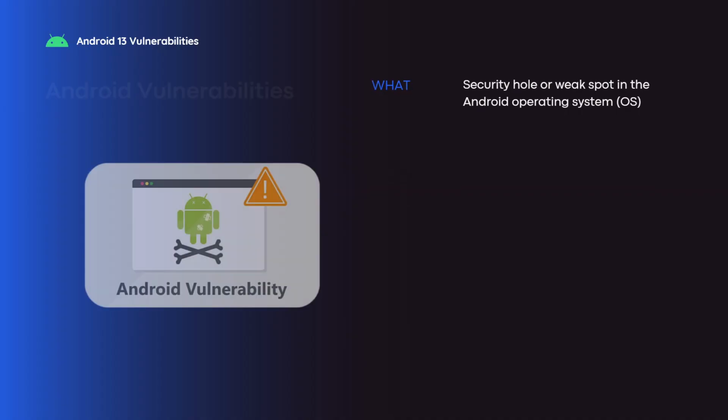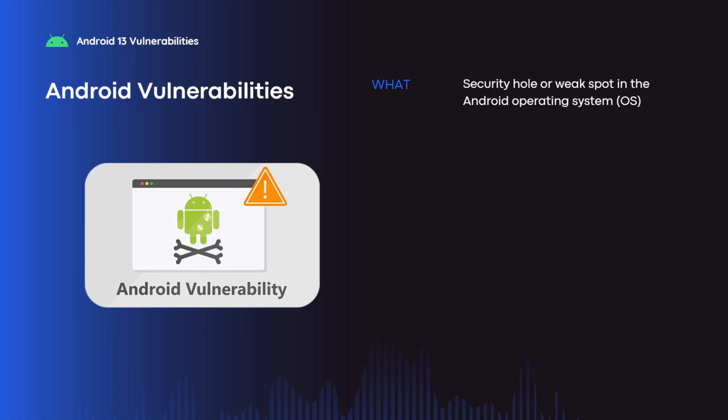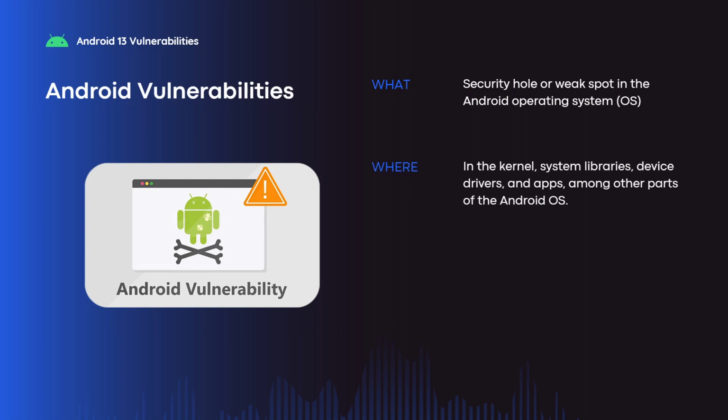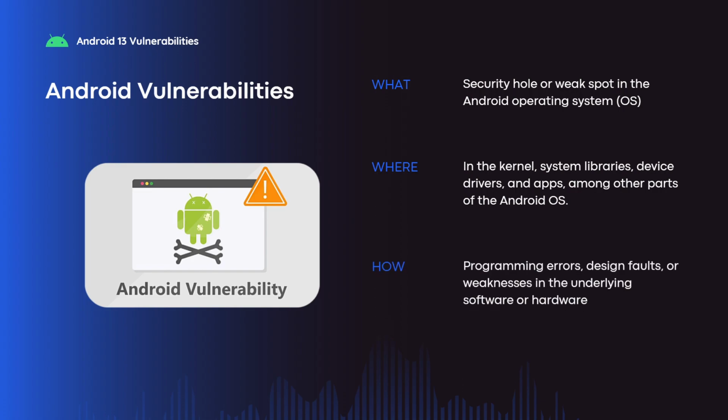Android vulnerabilities. An Android vulnerability refers to a security flaw or weakness in the Android operating system, OS, that can be exploited by attackers to gain unauthorized access, manipulate data, or compromise the device's functionality. These vulnerabilities can exist in various components of the Android OS, including the kernel, system libraries, device drivers, and applications. Android vulnerabilities can arise due to programming errors, design flaws, or weaknesses in the underlying software or hardware.